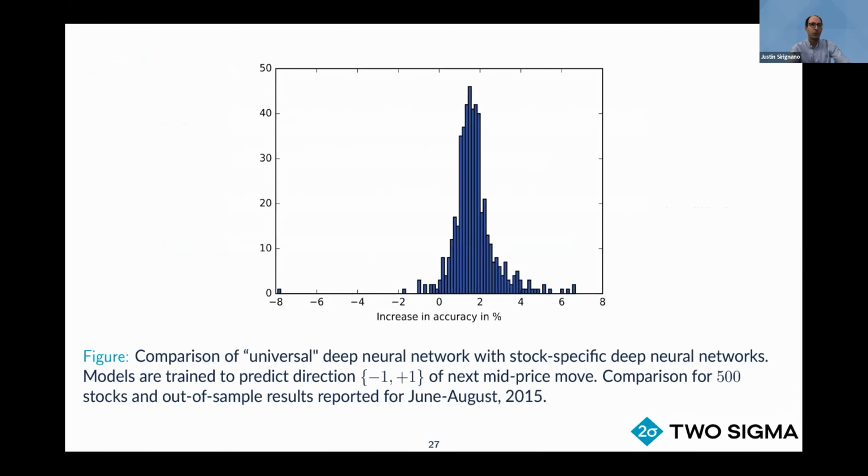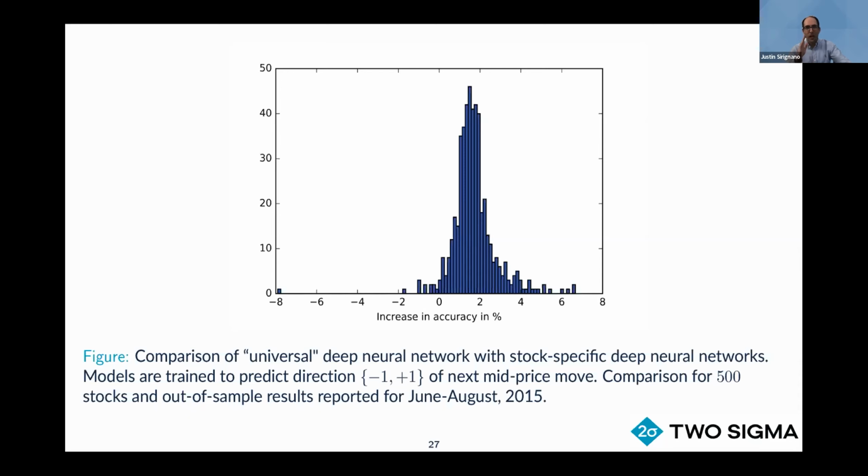In this experiment, we train a universal model that is a single recurrent network model trained on the pooled data of hundreds of stocks and compare it against stock-specific models. The stock-specific recurrent networks are trained individually for each stock. If the order book dynamics are not universal, we would expect that the stock-specific model would outperform the universal model.